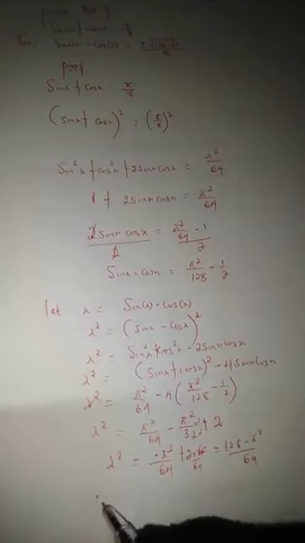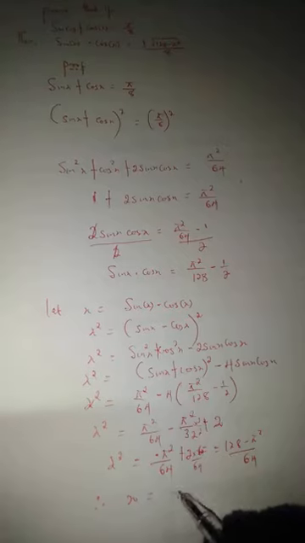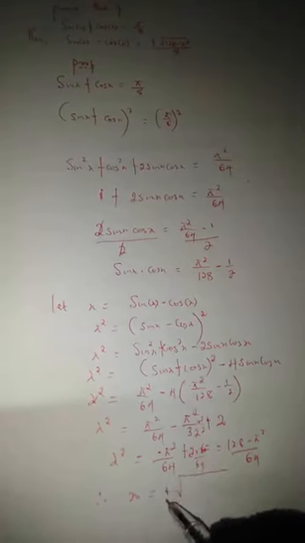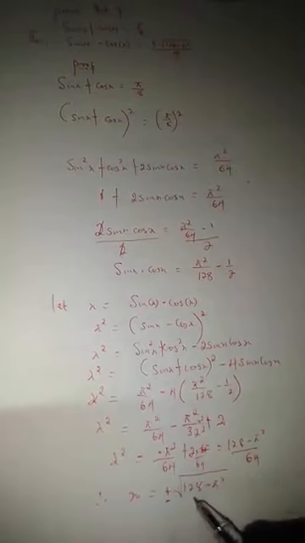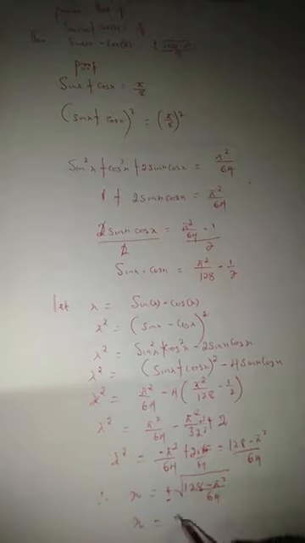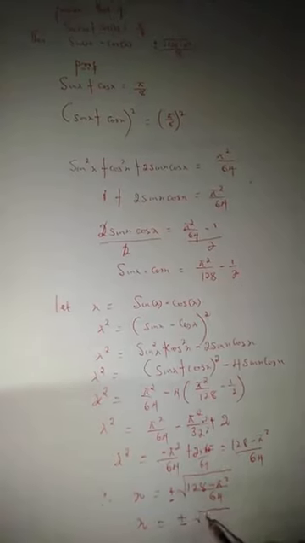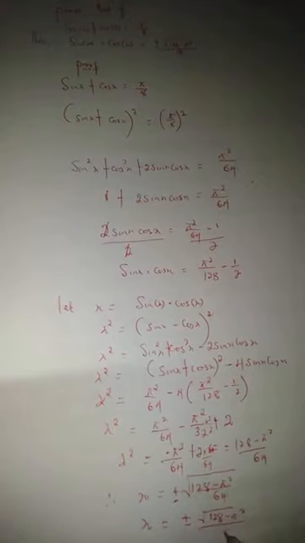Therefore x, which is the value of sine x minus cos x, is the square root, that is plus or minus the square root of 128 minus pi squared over 64. So x is equal to plus or minus the square root of 128 minus pi squared, over 8.